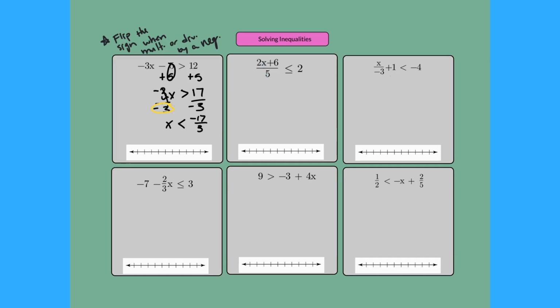Notice when I flip my inequality sign, greater than went to less than, but you don't change the equal to part. If it has an equal to part, it has an equal to part when you flip it. If it does not have an equal to part, it will not have an equal to part when you flip it. So that part doesn't change.